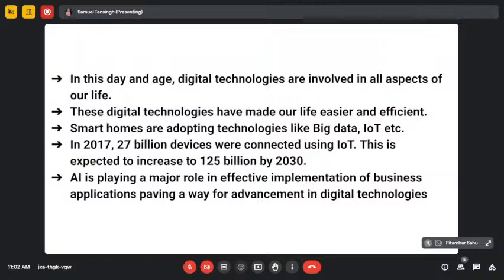We are already able to witness this right now, with lots of different new consumer electronics coming up in the market. AI is also playing a very major role with effective implementation of business applications, and you can see AI applications in almost all the sectors of industry, right? So these are the advancements we have in digital technologies.